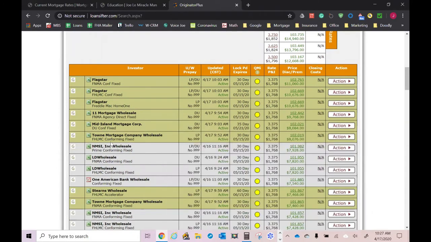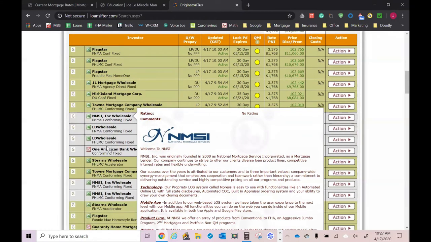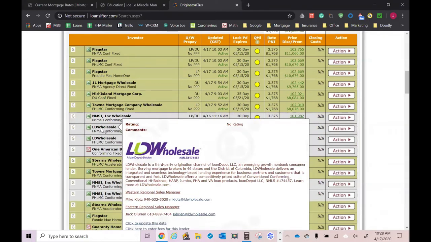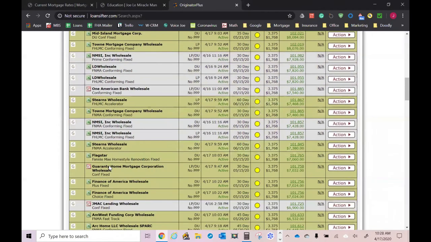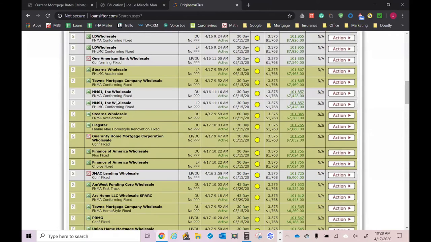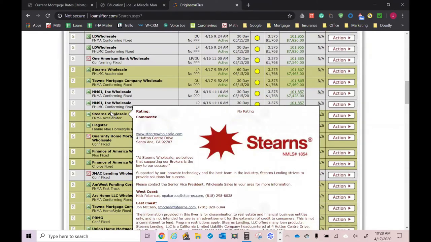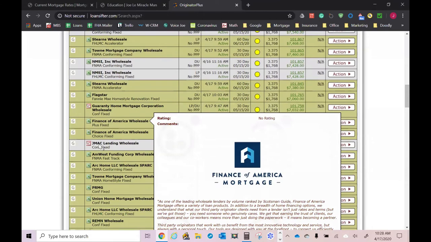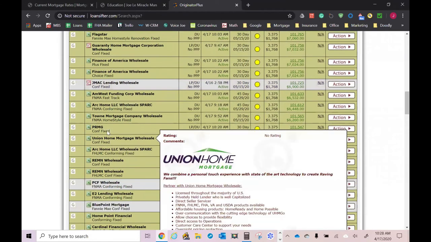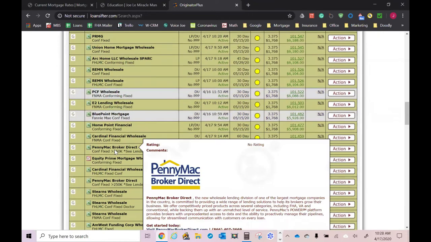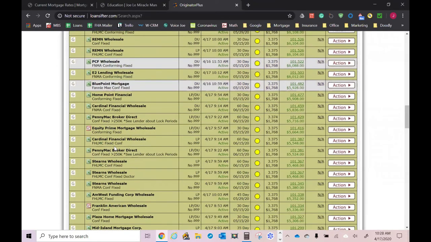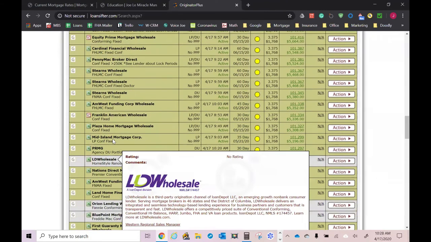Mid Island, Town Mortgage, that used to be Town and Country, very large company you may have heard of. NMSI, LD Wholesale, that's Loan Depot. So, well-known company, a lot of advertisements, Stearns Mortgage, Guarantee Home. You'll see some names repeated because they have different loan products at that company. Finance of America, JMC Lending, AM West, ARC, PRMG, United Home Mortgage, REMN, PCF. I mean, there's a lot. Blue Point, Cardinal, PennyMac, very well known. Let's see, Franklin Mortgage, Plaza, Mid Island.